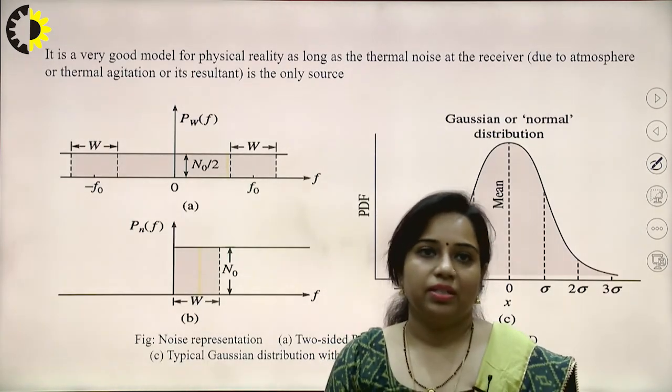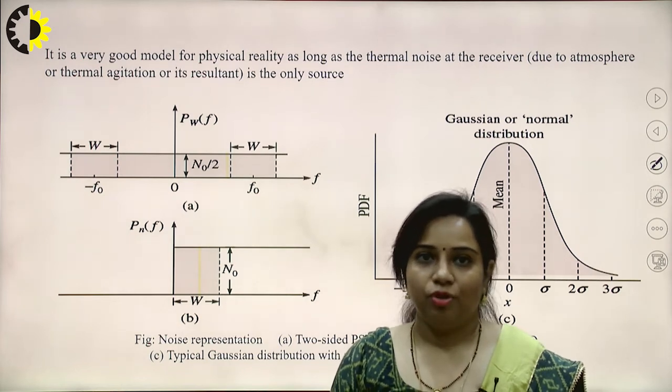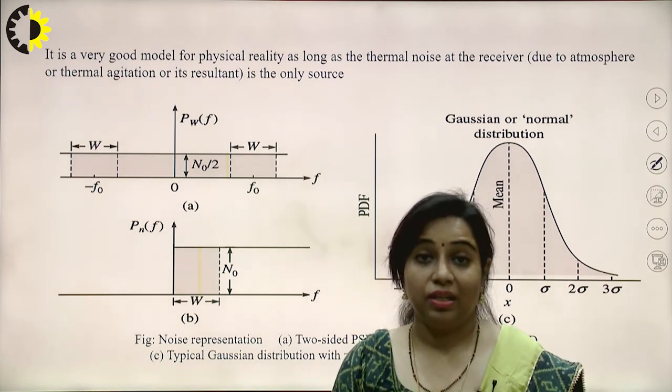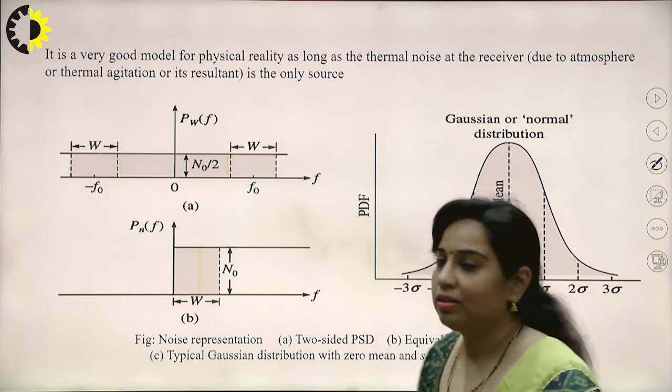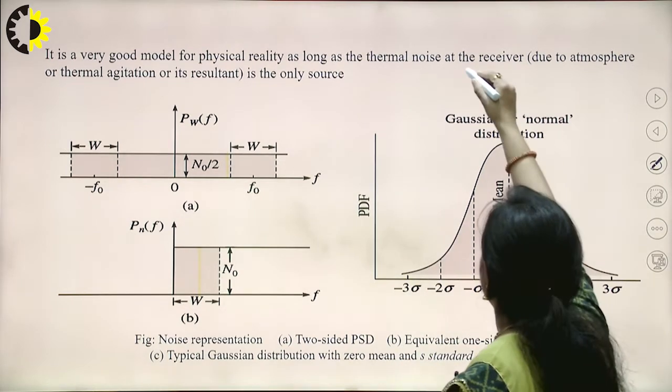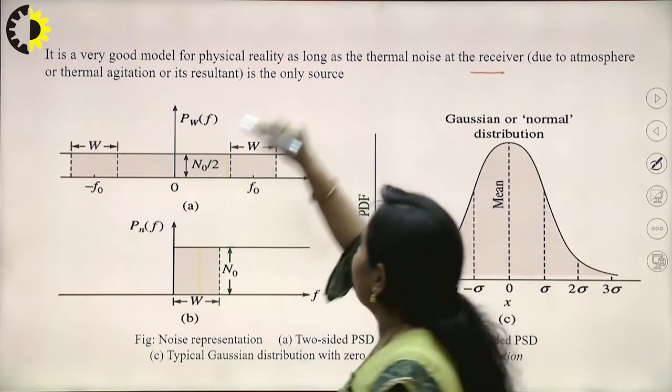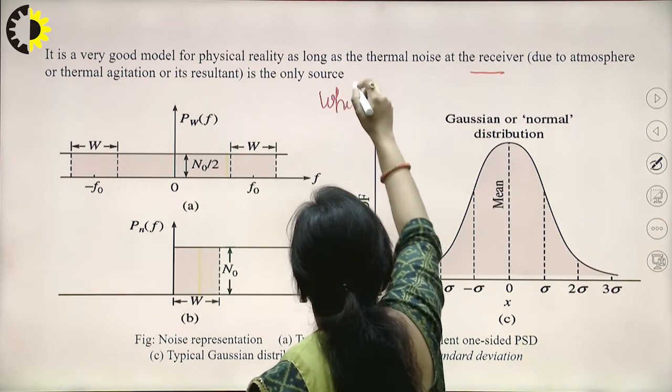Now next, it is a very good model for physical reality as long as the thermal noise is at the receiver. So another name for the white noise is thermal noise.